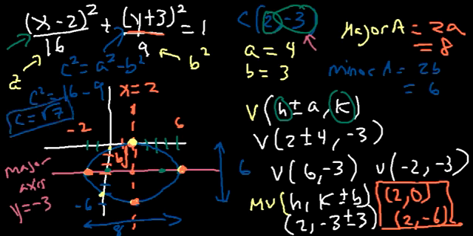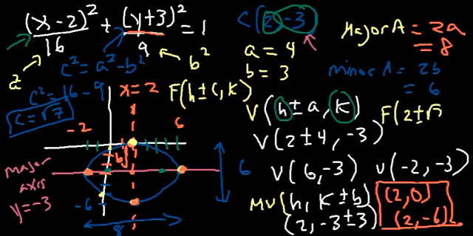To write the coordinates of the foci, since the major axis is horizontal, you need to add and subtract c to the x coordinate of the center. So the equation for this particular graph is h plus or minus c, comma k. So the foci are going to be h, which is 2, plus or minus c, which is radical 7, comma, -3.